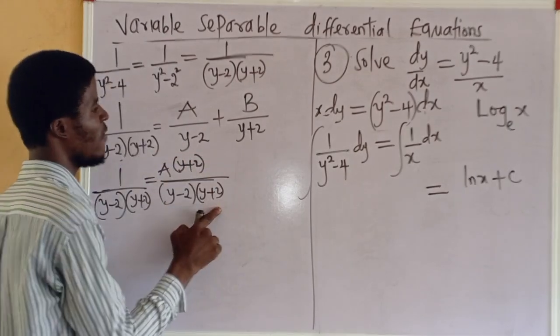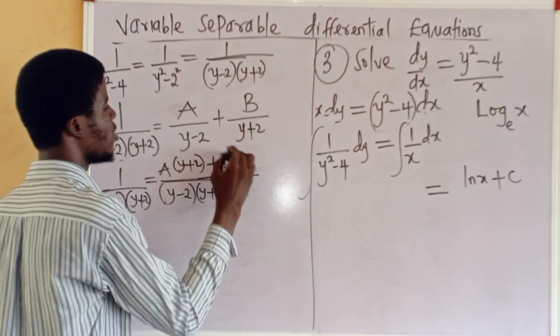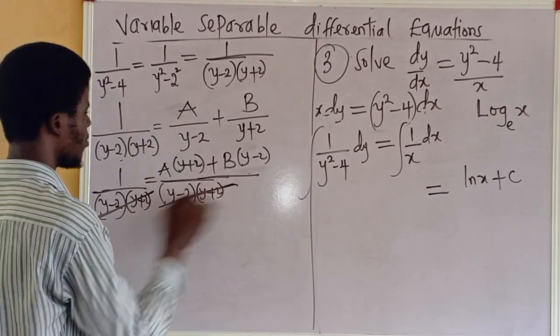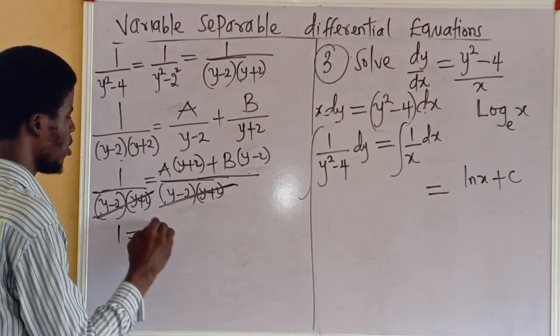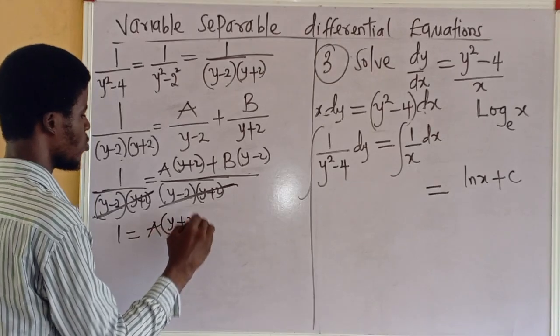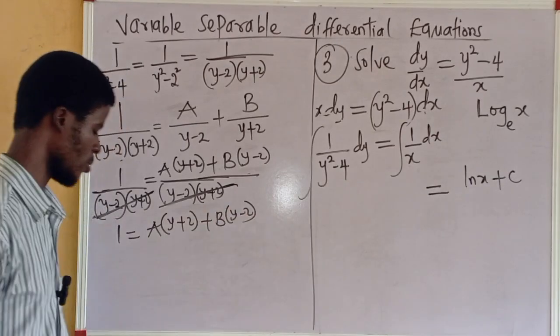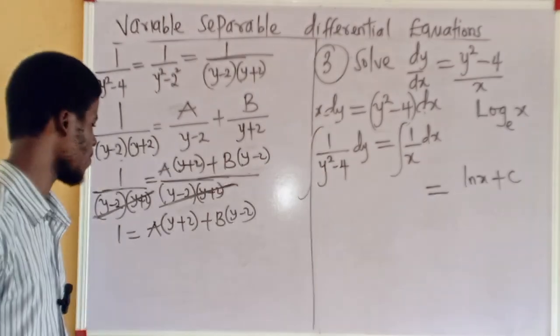This again divided by y plus 2, that's y minus 2 times b. That's b into y minus 2. They can cancel out. And so we have 1 equal to a times y plus 2 plus b into y minus 2. Now, let me use the cover-up method to determine a and b.